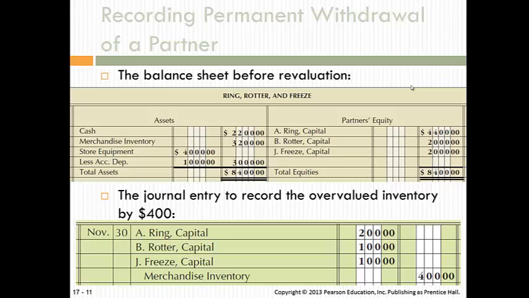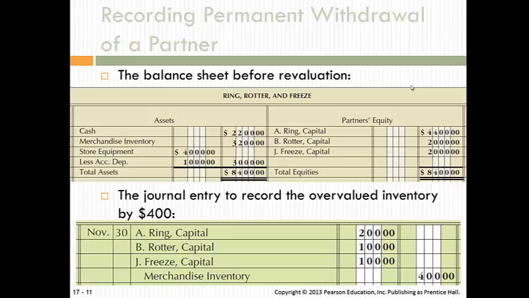Inventory, however, may actually be worth less, meaning it has a lower fair market value than what is recorded on the books. This could be due to a decline in its value by customers. This particular example says inventory is overvalued by $400, which means the amount recorded on the books is too high by $400. The example doesn't say anything about store equipment, so we can assume its book value is equal to its fair market value. So we have $400 in overvalued inventory.